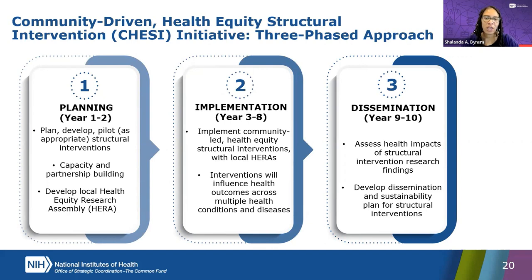Phase two will focus on implementation of the structural interventions in years 3 through 8. During this phase, the structural level interventions will be implemented in partnership with the local HERAs and should influence health outcomes across multiple health conditions and diseases. And the final phase of the ComPASS initiative, that is phase three, will be dedicated to assessment, dissemination, and sustainability activities, including assessing the health impacts of the interventions and developing dissemination and sustainability plans.